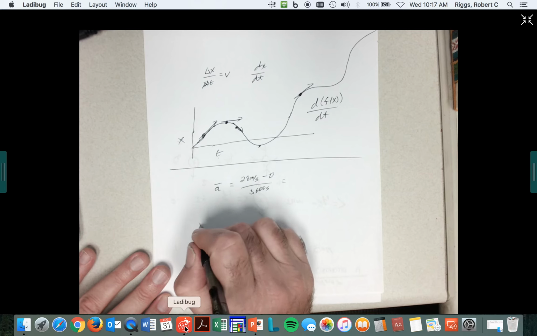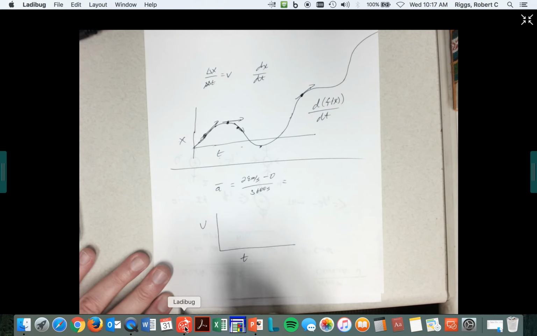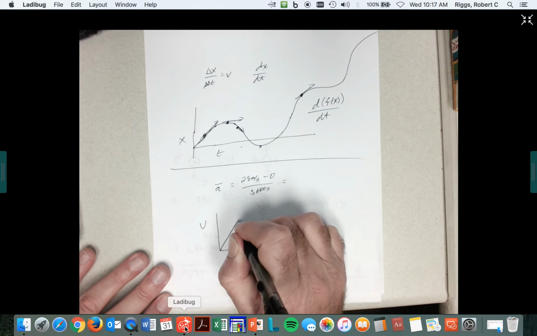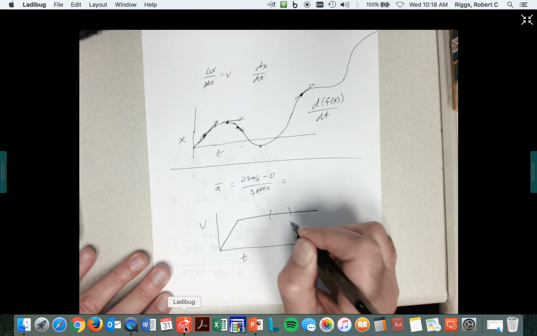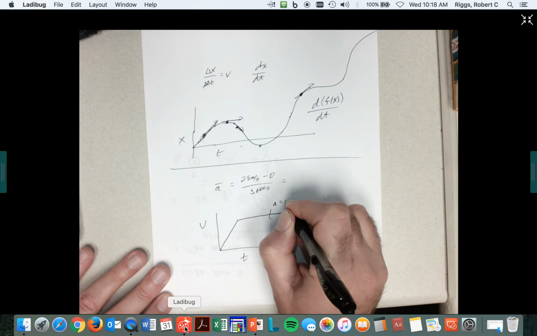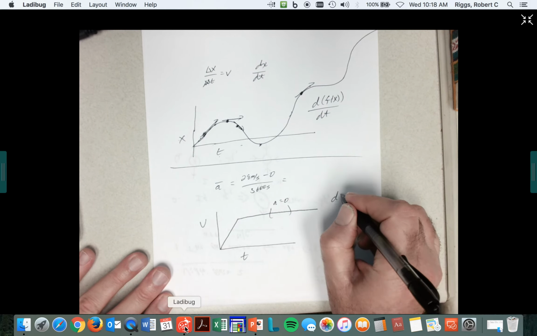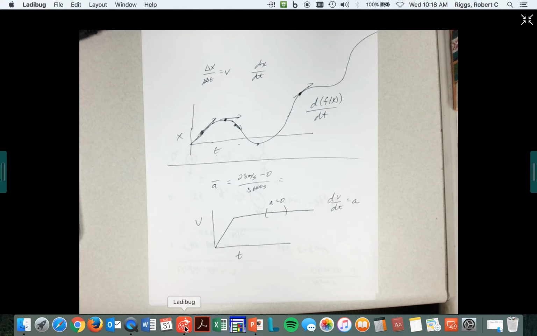But if we look at the velocity versus time graph of this thing, it probably went like this. The velocity rose very, very fast, and then it leveled out like this, where the acceleration here is equal to 0, because the slope of the line is equal to 0. All right, this is dv/dt equal to the acceleration. So you're getting conceptual calculus here a little bit.